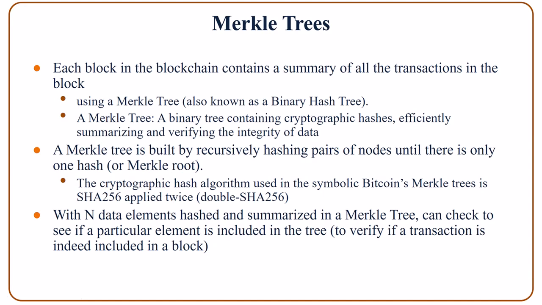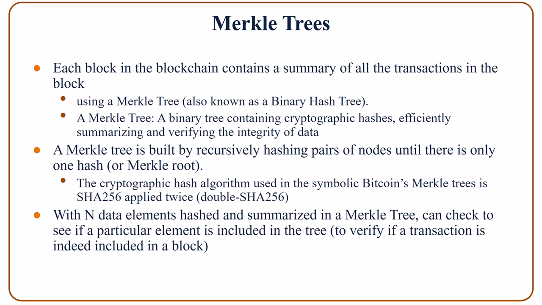Each block in the blockchain contains a summary of all the transactions in the block using a Merkle tree, and this tree is also known as a binary hash tree. The tree contains cryptographic hashes and is used for summarizing and verifying the integrity of data. In a Merkle tree, nodes are paired and hashed until there's only one hash, and this is called the Merkle root.